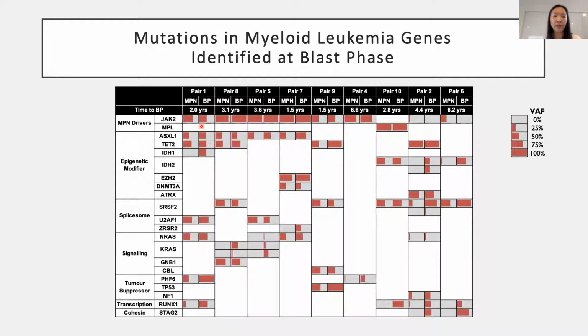So you can see in pair 1, there were 8 variants identified in 8 different myeloid leukemia genes, 7 of which were present at the chronic phase, and only 1, which was in IDH1, was undetectable by whole genome sequencing. And if you look at the remainder of the pair samples, similarly, there is a range between about 2 to 8 total myeloid leukemia genes present at blast phase. However, there was a range between 0 to 4 variants that were not detectable by whole genome sequencing in the chronic phase.